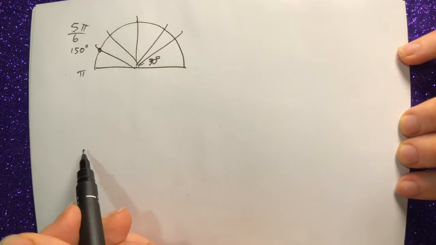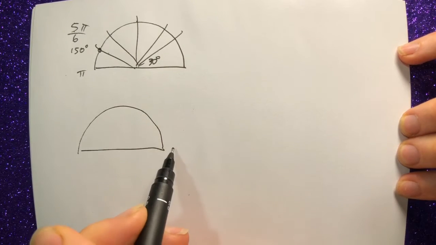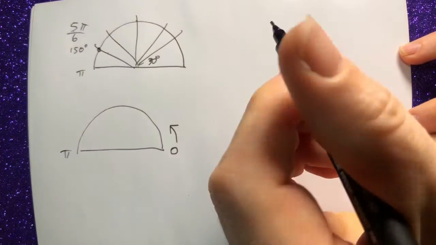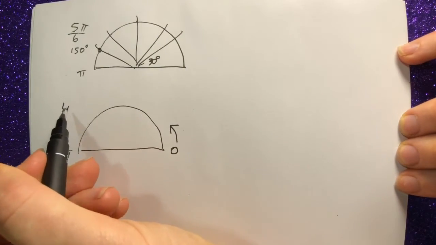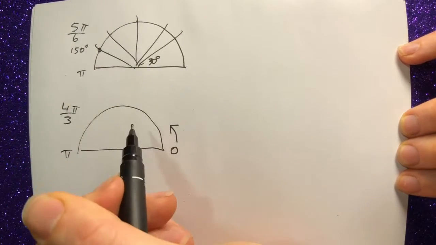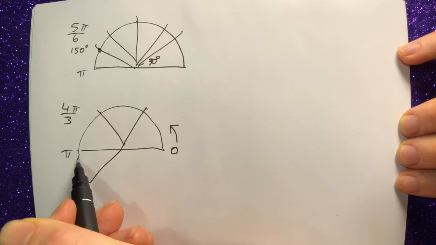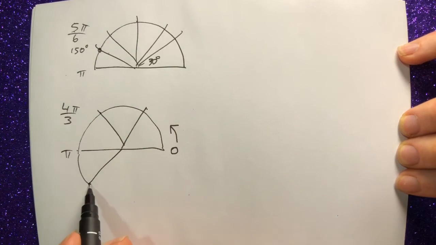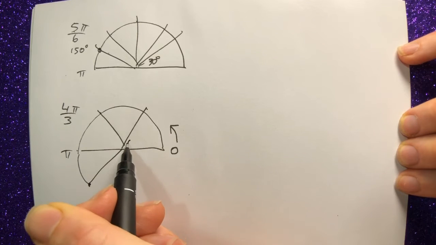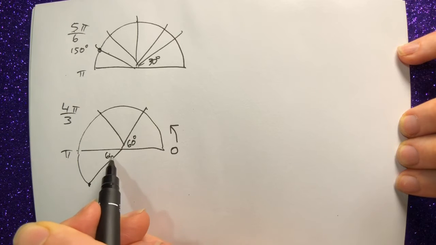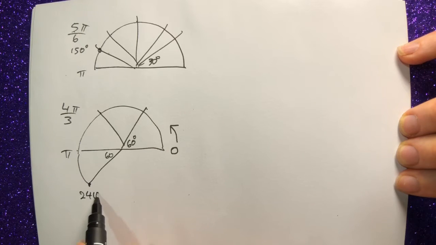And I've deliberately drawn my pasty this way, and if you can take this convention as well, draw your 0 here and rotate that way to get to your pi. So if I've got 4 pi on 3, I'm going to cut my pasty into 3. 1, 2, 3. Oh, I need a little bit more piece of pasty. 4 pi on 3 is down here. So pi on 3 was 60 degrees because it was a third of 180. So I need another 60 from 180. That's 240 degrees.